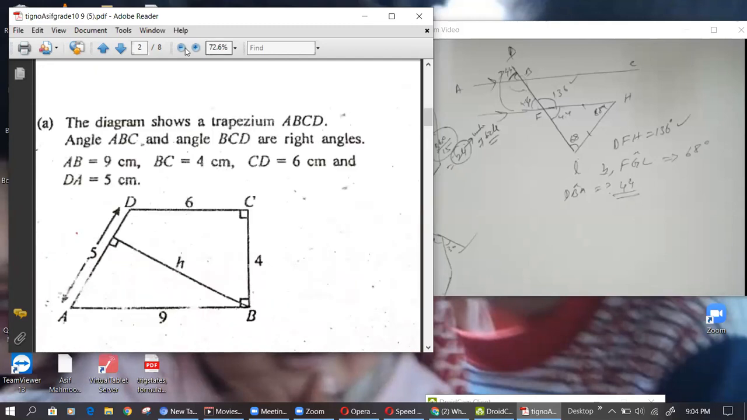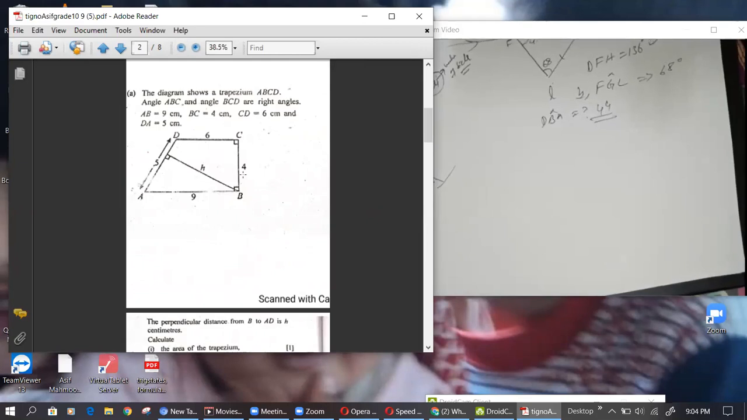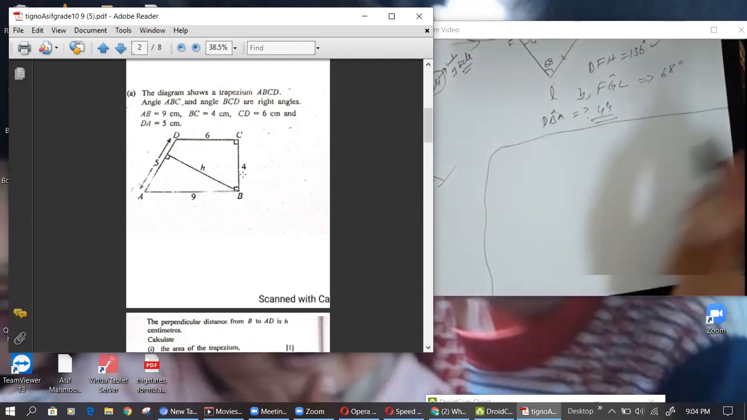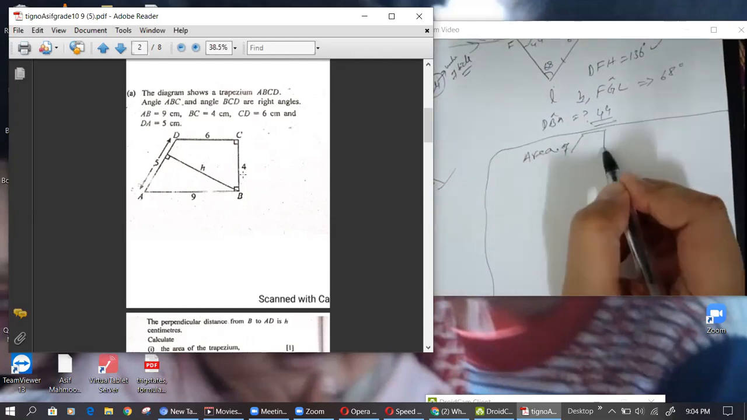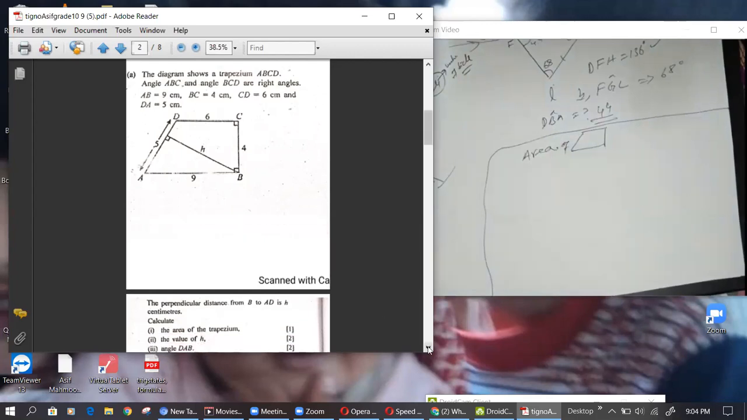I have to minimize it a little so that you can see. The first thing, you will calculate the area of the trapezium. Quickly calculate the area, then we will be able to do some more. Tell me the area of this trapezium. A plus B, 6 plus 4. Area of trapezium is half times sum of parallel sides times height, and the height is 5.